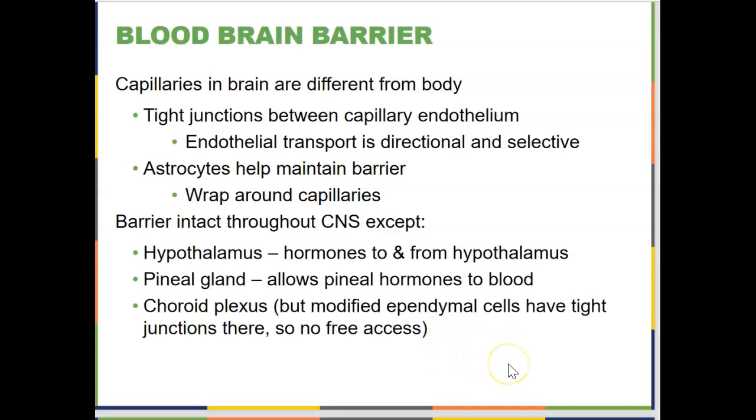The choroid plexus, which we looked at, is a series of modified ependymal cells. They have tight junctions amongst each other, okay? So things should not pass back and forth through the choroid plexus. The choroid plexus has a totally different leakiness or non-leakiness mechanism than capillaries do in the brain.